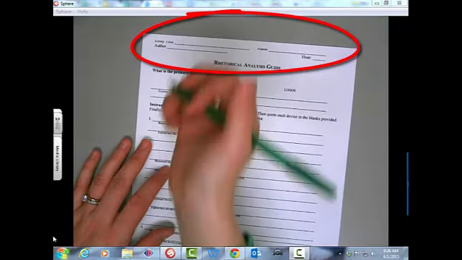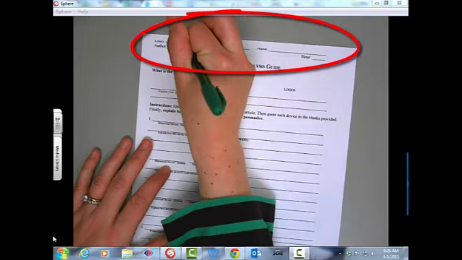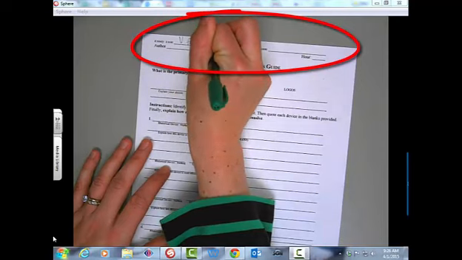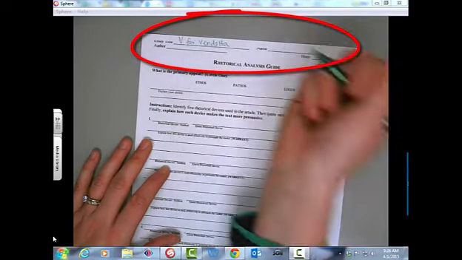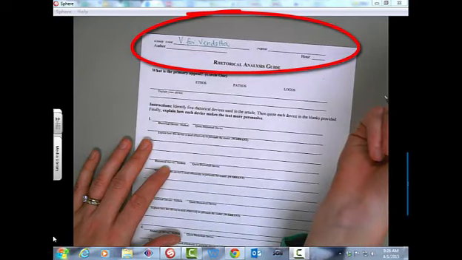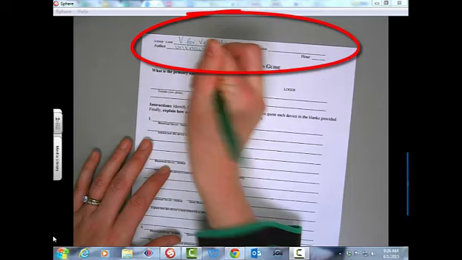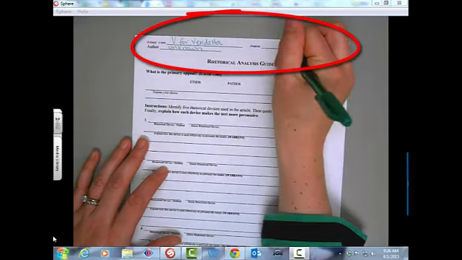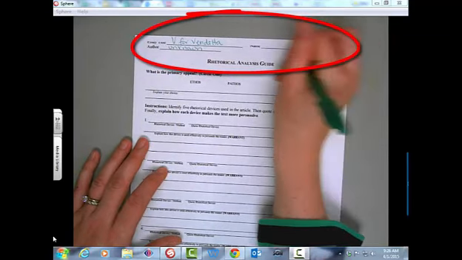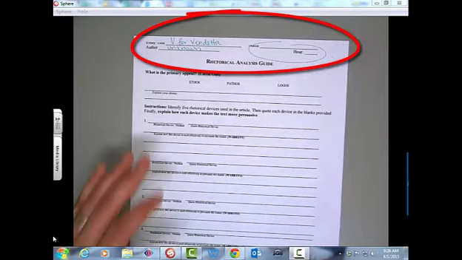So the essay title is V for Vendetta. And I do not know the character's name. If you know it, feel free to put it in, but the character gives the speech. And then your name and your hour. Make sure that that's filled in.